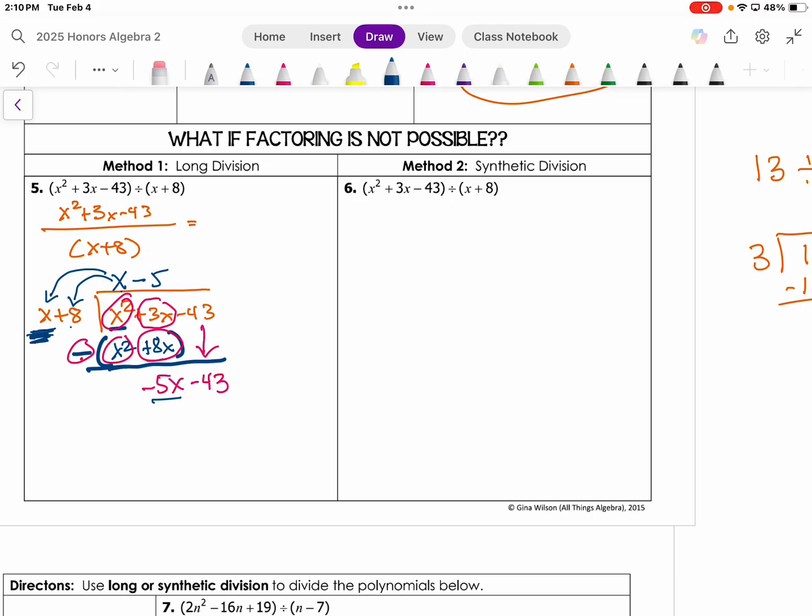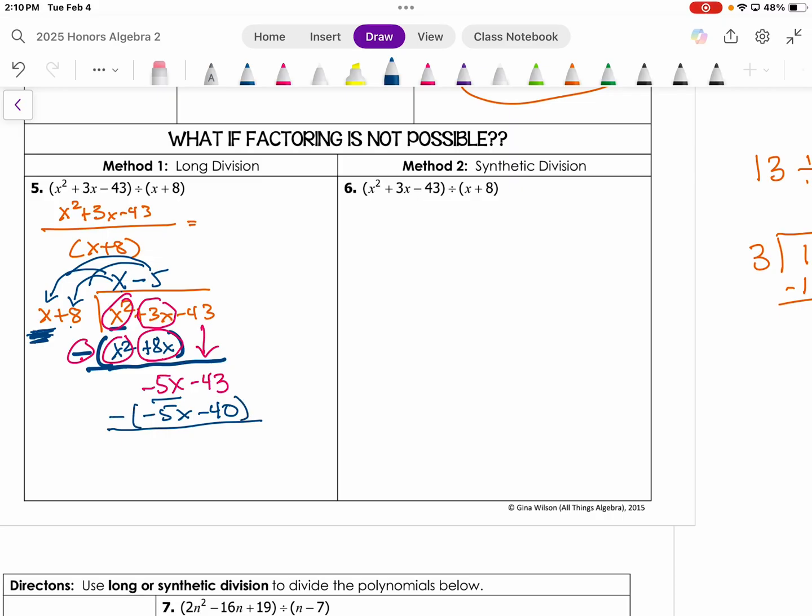If it was a positive 5, we would put a plus 5. But since we had to multiply by a negative, it goes up there. Now I distribute that negative 5 to both terms again. That gives me negative 5x and then a minus 40. I did my little look. Yes, they're the same.